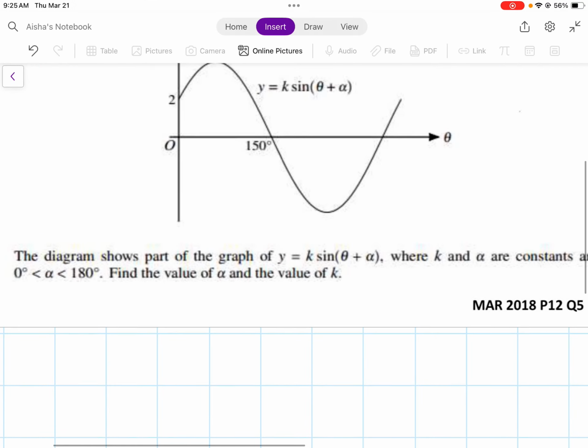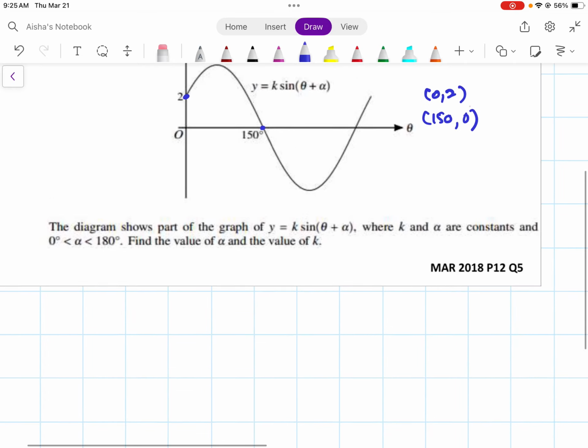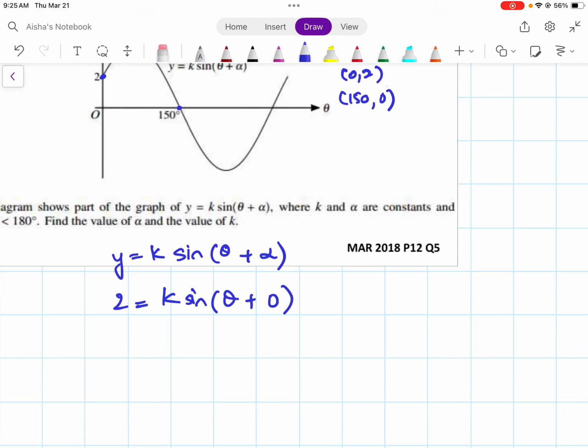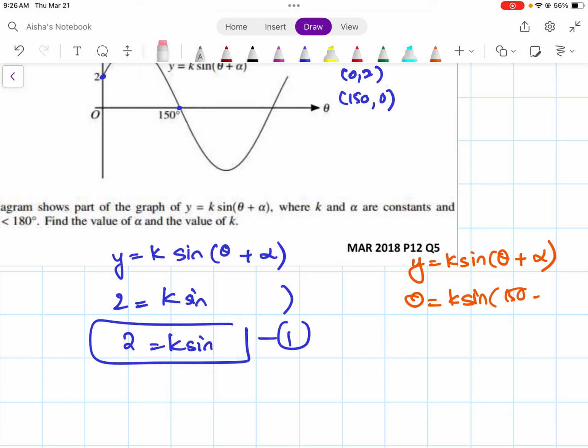Alright, so in this graph you can clearly see that there are 2 points, (0, 2) and (150, 0). So y is equal to k sine(theta plus alpha). Let's input both the points. This is the value of theta, so it's going to be 0 plus alpha.